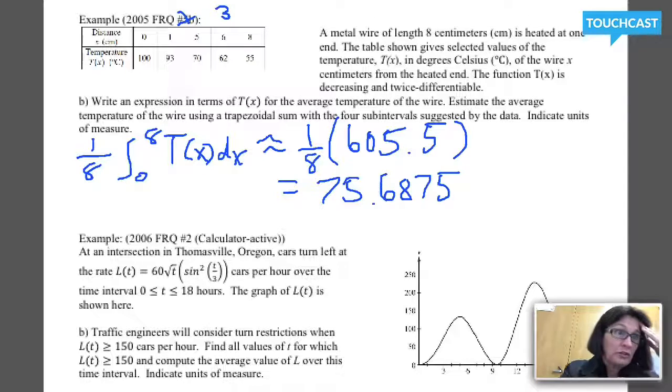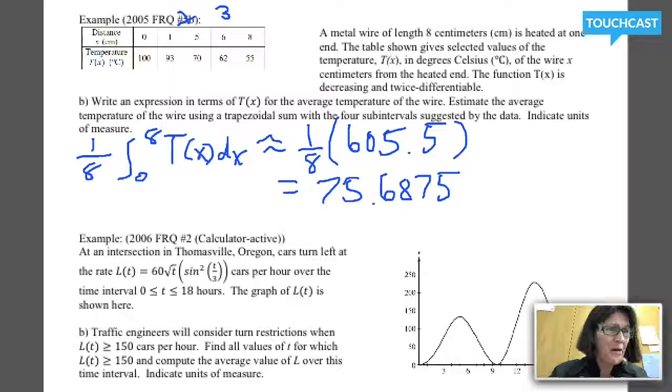If you got the answer 605.5, and then you read back to the problem and say, estimate the average temperature of the wire. You have a wire, it's 8 centimeters long. The temperature at one end is 100. The temperature at the other end is 55. Is the average 600 degrees? Well, the average has to be somewhere between 55 and 100. Now, I'm not saying it's the exact average of those 5 numbers added up and divided by 5, but it's got to be somewhere in there. So if you got an answer of 605, you know something's wrong.